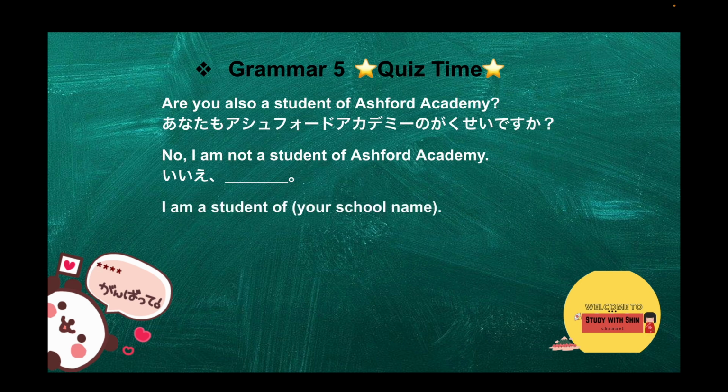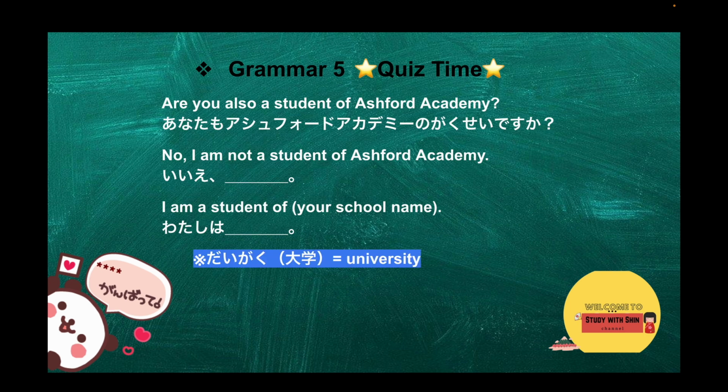Now, you're not a student of Ashford Academy, but you have already attended some school, right? So you can say, no, I'm not a student of Ashford Academy. I am a student of, and then you can say your school name. Then how do we say that? 私は. Here I will give you some vocabulary to answer this question. If you're a university student, in order to say your school, university is 大学. If you're in high school, you can say 高校.